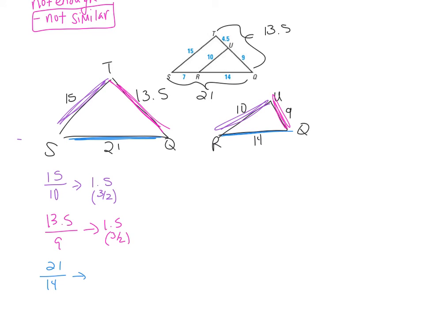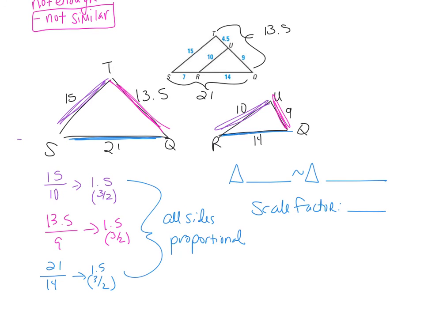But remember, all 3 sides need to be proportional, so don't jump ahead and say that they are unless you check all of them. 21 divided by 14, we can divide each of those by 7, and we also get 3 halves, or 1.5. So all three sides are proportional. So when we're filling out our triangle similarity statement, if I go STQ, in that order, then I would have to do RUQ as well.